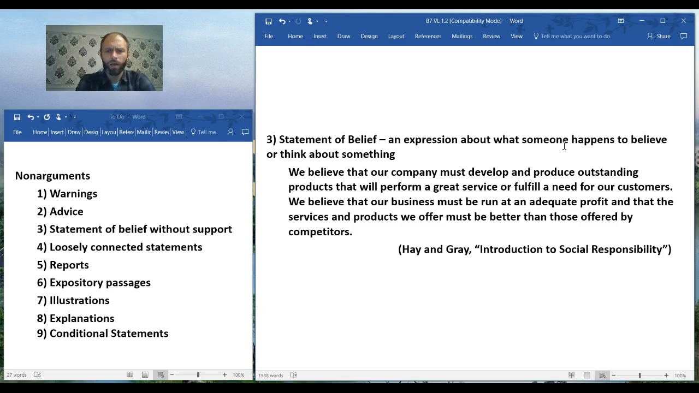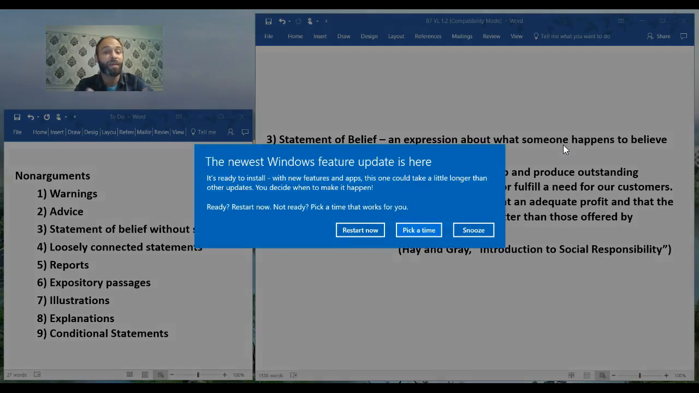So note the author here. We do have some statements here, but the statements are about what a person believes, right? That somebody believes this stuff could be true or false without the statement that it contains being true or false. So this is just a couple of statements of belief. We believe one thing, that our company must develop and produce outstanding products, and so on. And we believe another thing, that our business must be run at an adequate profit. And we believe another thing, that the services and products we offer must be better than those offered by competitors. Now, none of those statements give us reason to believe any of the other statements.